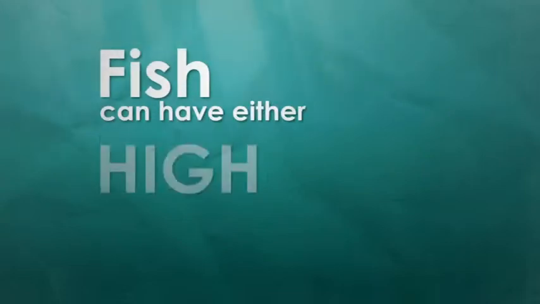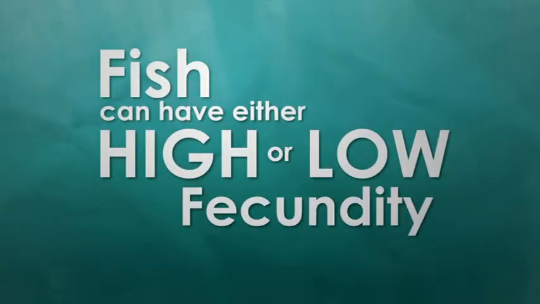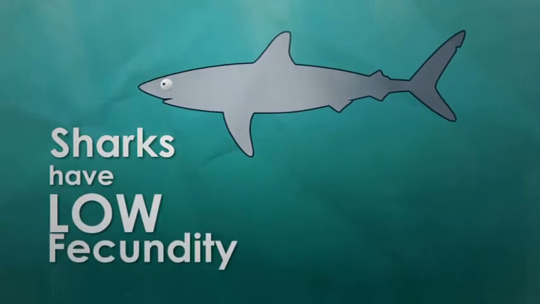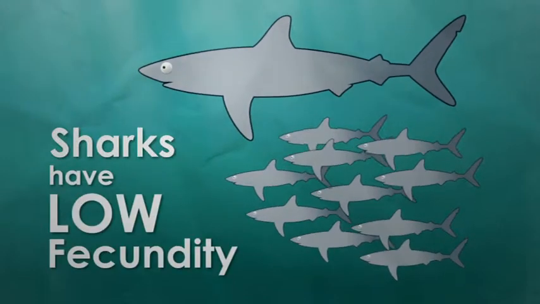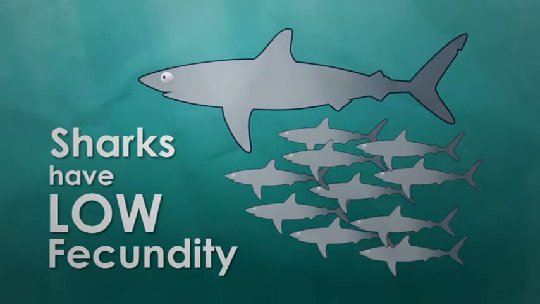Fish can have either high or low fecundity. For example, sharks have low fecundity. They give birth to only a small number of well-developed babies each year.